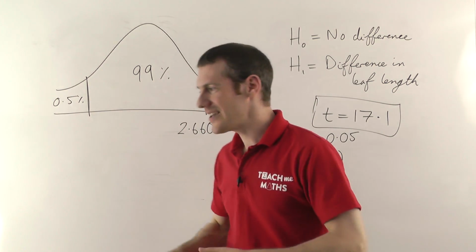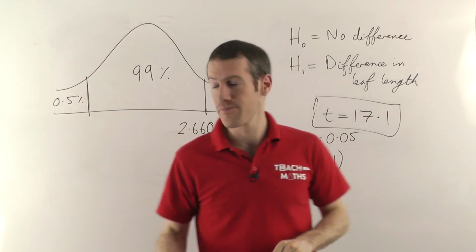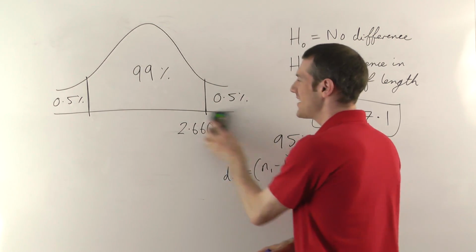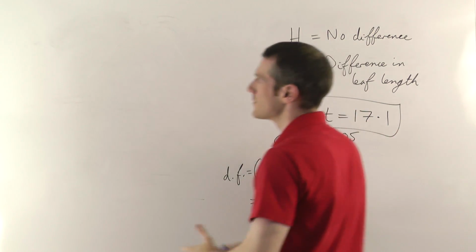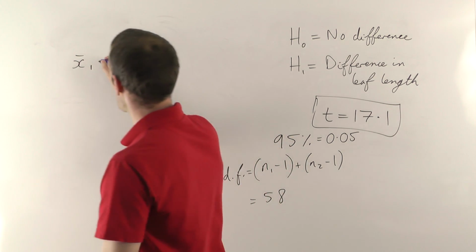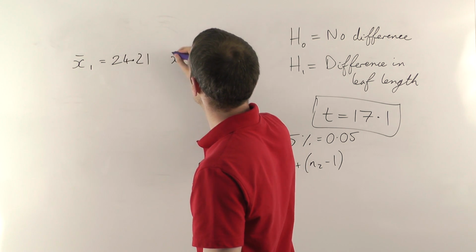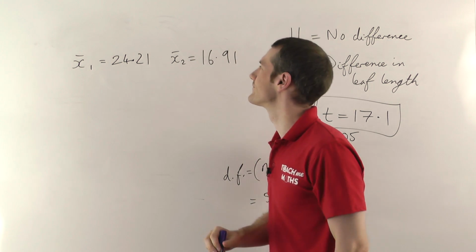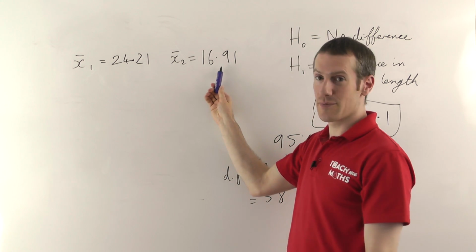Now, I talked about trying to figure out which way. We know there's a difference. There's definitely a big difference. 17.1 is a big number. But which way is it? Which bush has the longer leaves? Now, the easiest way to compare this is just to look at the means for the two bushes. So just to remind you, the mean length of leaves from the first bush was 24.21, and the mean length of leaves from the second bush was 16.91. So hopefully you can see, bush 1 had longer leaves on average than bush 2.